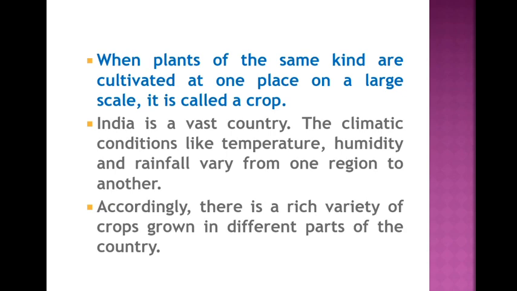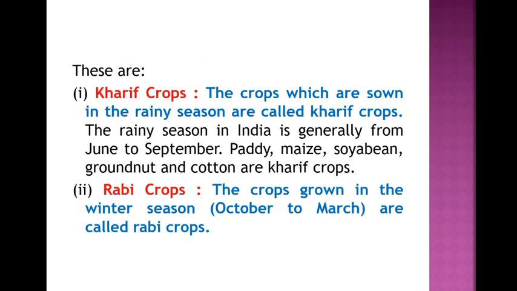The climatic conditions like temperature, humidity and rainfall vary from one region to another. We know that South Indian climatic conditions vary from North Indian climatic conditions, and at the same time the Northeast climatic conditions vary from Northwest climatic conditions. So it results in a rich variety of crops grown in different parts of our country. Just look at those different varieties.